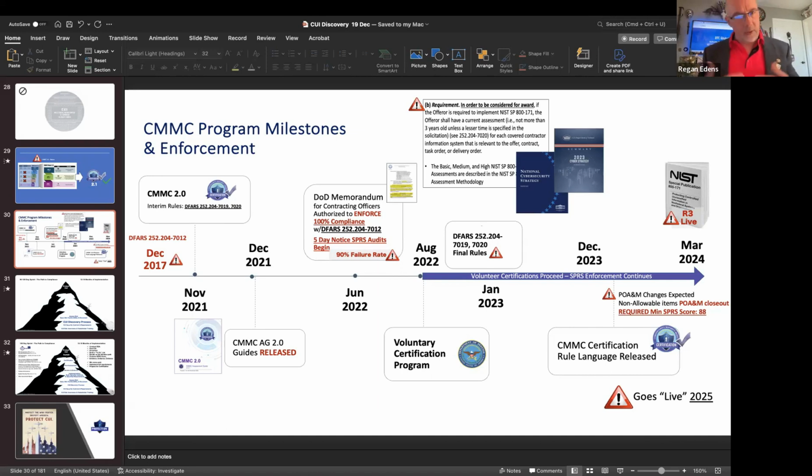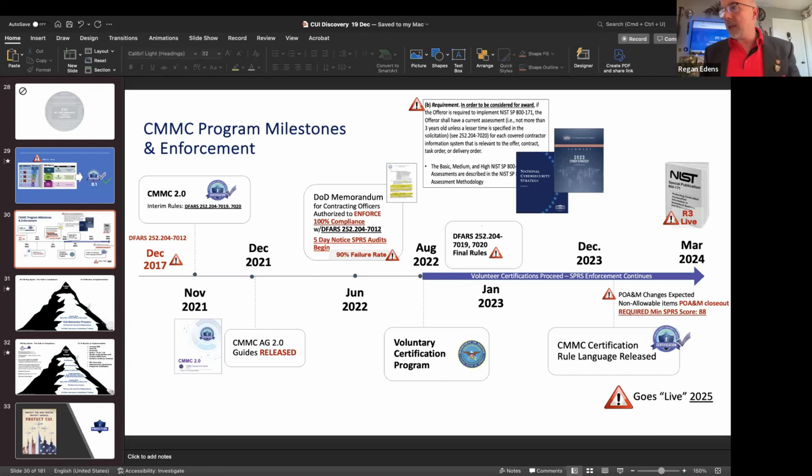Because the numbering's different, there are a lot of important things. It's not all superficial, because remember that it goes from 110 requirements to 320 assessment objectives, which is the current requirement right now, to 110 requirements and over 400 assessment objectives. So it gets much more detailed, even though that detail is already required.